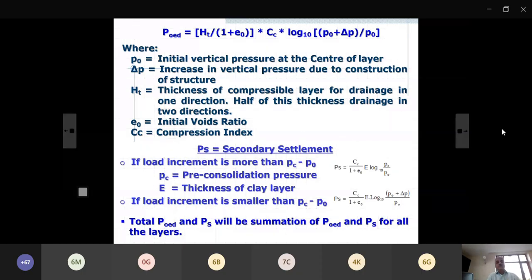Okay, so now I hope settlement calculations, how they are done, are clear. Cohesionless soil and cohesive soil. Cohesive soils, it is a bit more involved. Cohesionless soil, it is easier. Okay?